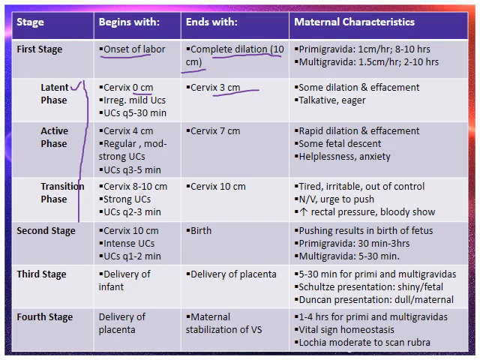Then around 4 centimeters, things generally get a little more intense. Things speed up. This latent phase, before I move on, latent phase is the longest phase of labor. This 0 to 3 can last hours. Many hours, okay? Once they get into the active phase, that's exactly what it means. It gets more active. They go from 4 to 7 centimeters, and it happens much quicker than this latent phase.